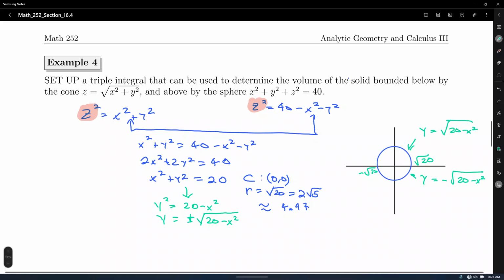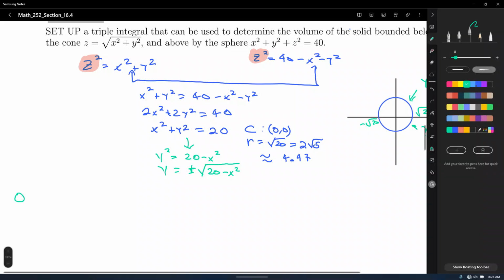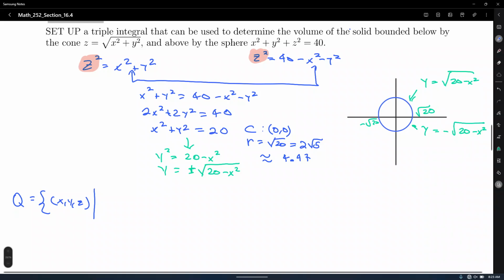Okay, so I think we already have everything we need to, number one, set up the domain of integration, and then set up the triple integral. All right. So let's set up the domain. I'm going to call it Q this time, which is the set of all ordered triples x, y, z, such that, well, let's start with x. x varies between negative root of 20 and root of 20.